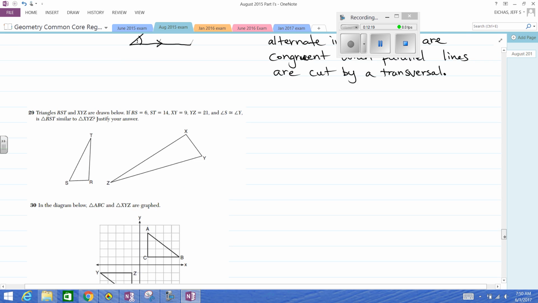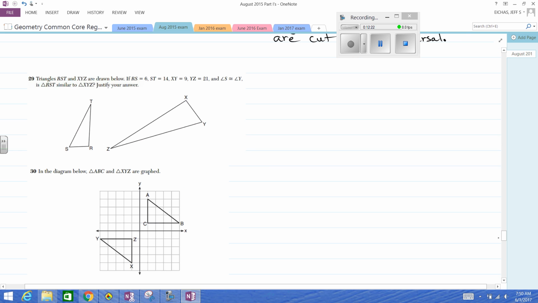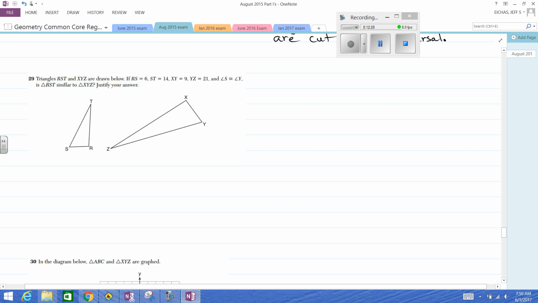All right, another similarity problem. Usually it's the angle-angle similarity postulate, but they've given us side lengths. That's kind of an indicator we're probably going to use side-angle-side. Yeah, probably side-angle-side because they do give us a pair of angles. So that's what I'm thinking. We've got to get the corresponding sides. So RS should correspond to XY. And so let's check out what is 6 over 9. And ST is 14.